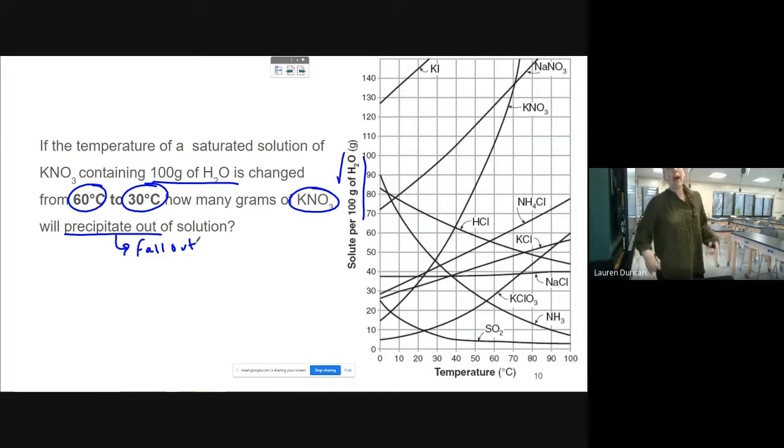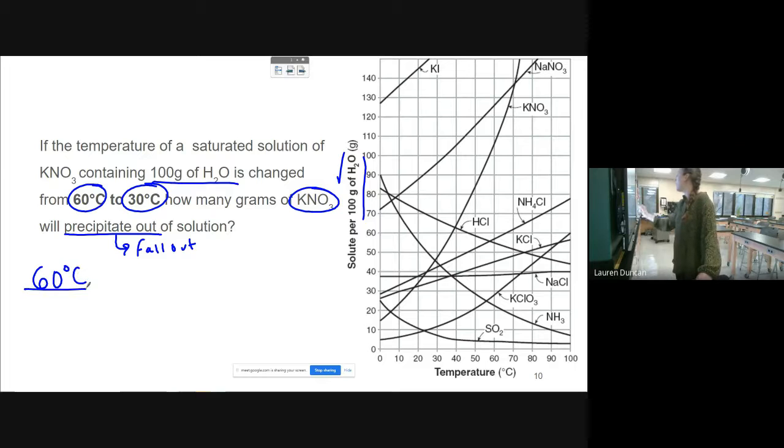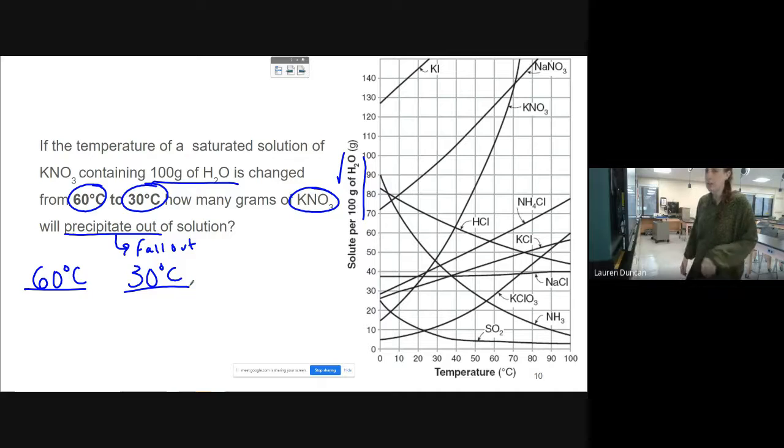So we're saying we have this KNO3 solution, and it has 100 grams of water, so it matches table G. It's made with 100 grams of water, and we're cooling that saturated solution down from 60 to 30 degrees. They want to know how much stuff will fall out as that solution is cooled. So you need to figure out how much solute will dissolve in a saturated solution of the substance at 60 degrees versus how much will dissolve in a saturated solution at 30 degrees.